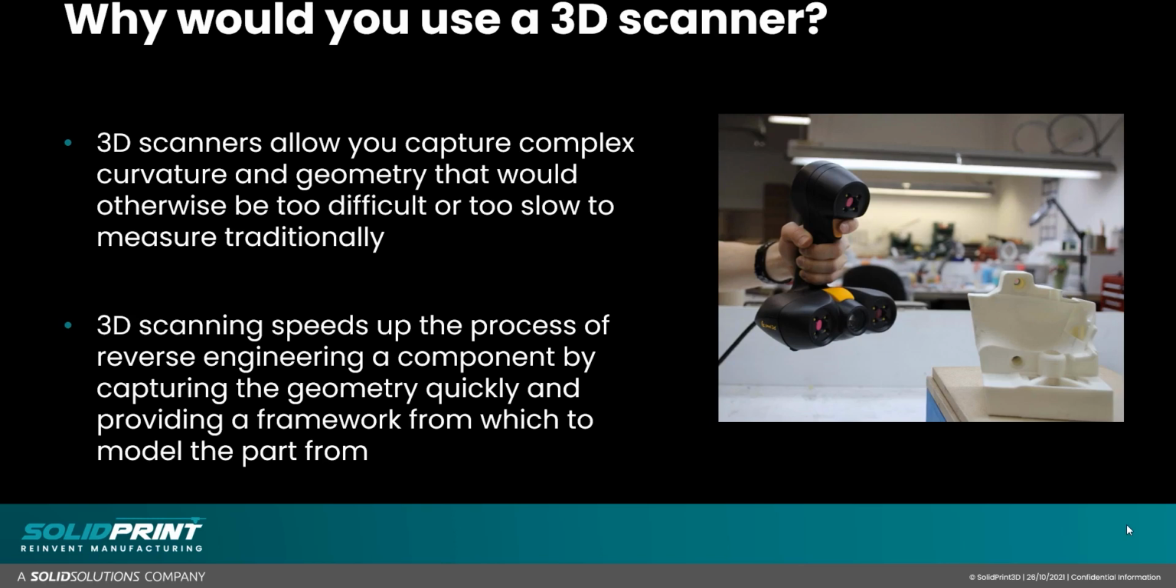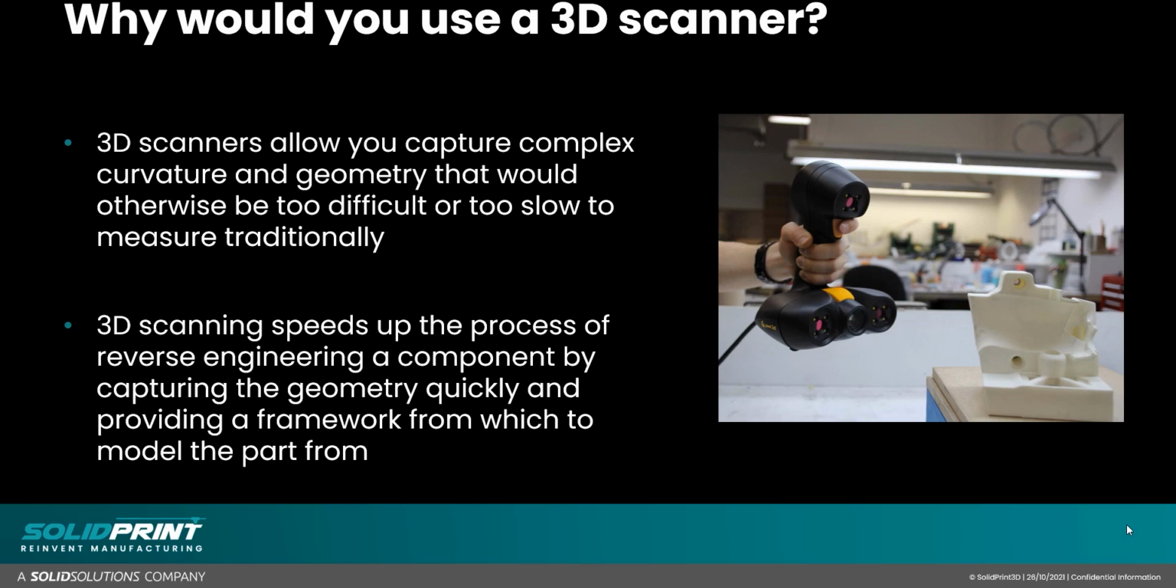So why would you use a 3D scanner? 3D scanners essentially allow you to capture complex curvature or geometry that would otherwise be too difficult or too time-consuming to measure traditionally. Now, it's not to say a pair of verniers are completely obsolete. Often a combination of traditional measuring methods and 3D scanning give you that best result when reverse engineering a component. It's understanding when and where a 3D scanner can actually add benefit and speed up your process.